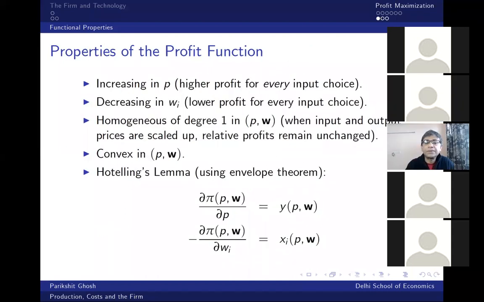So in the point of homogeneous of degree 1, so when we are saying the prices of all the input and the price of all the output doubles, then don't you think the profit remains unchanged? No.